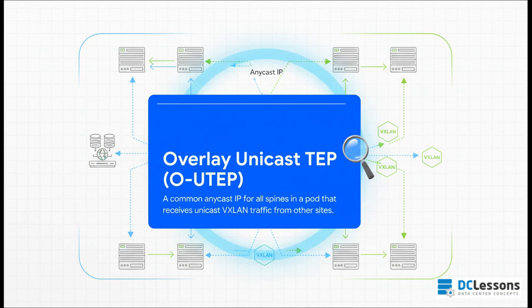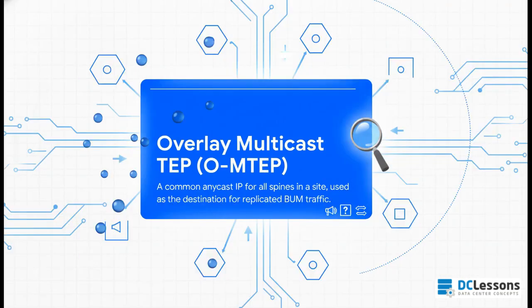Think of this as a shared address, kind of like a shared mailbox, for all the spines within a single pod. So when a remote site needs to send unicast traffic to an endpoint in this pod, it just wraps it in VXLAN and sends it to this one shared OUTEP address. And taking that same idea one step further, we have the Overlay Multicast TEP, or OMTEP.